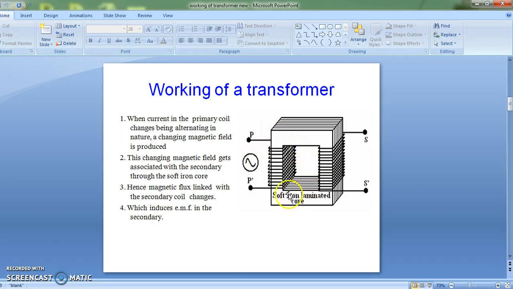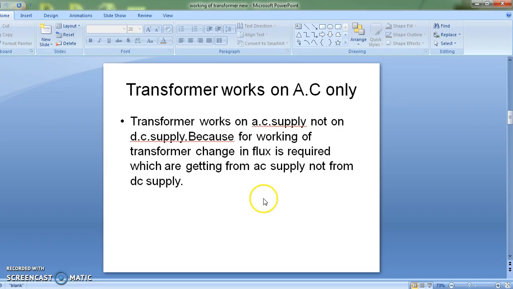Now this is the rectangular core of the transformer, where this is the primary side and this one is the secondary side. When current is passing through the primary, then EMF gets induced in the primary, and some flux of this primary gets linked with this secondary coil. According to Faraday's law, EMF gets induced in the coil. So for the working of the transformer, there should be a change in flux.